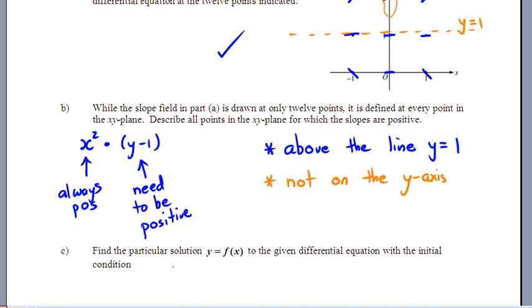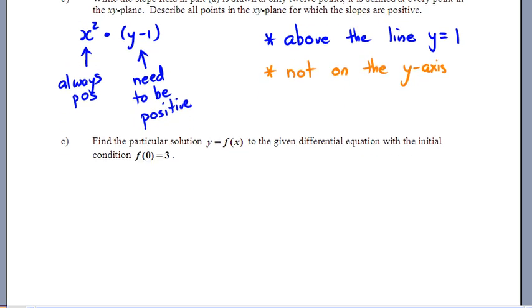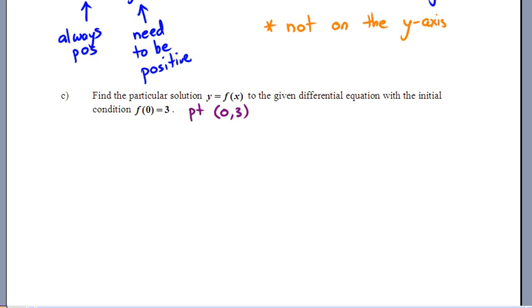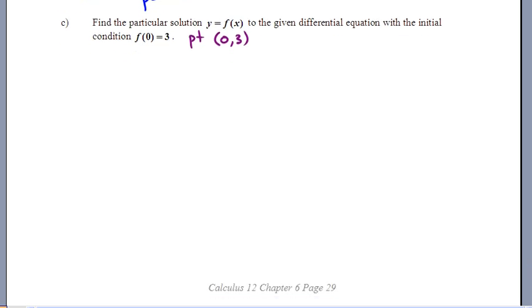Okay, here comes the final part of the day, the final part of this AP exam question 2. It says, can you actually go and find the particular solution? That means we're going to use this boundary value, this point, right? So there's a point on the graph, 0 for x, 3 for y. Can you actually find the solution? Maybe. It's probably going to take me a little bit of work, but I'm willing to give it a try. Now, I'm going to split my page here a little bit because I'm not going to quite have enough room to get it done all at once.